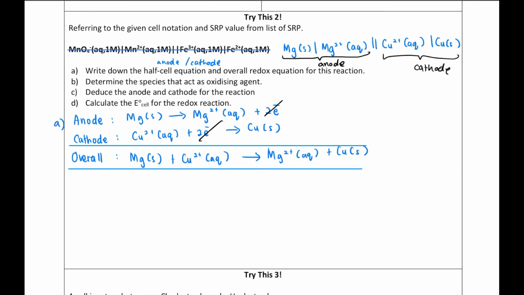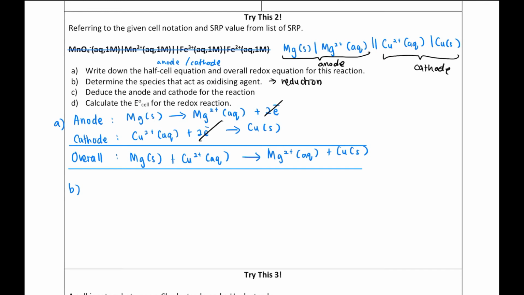Next is B. Okay, so B dia kata determine the species that act as oxidizing agent. So dalam ni anode berlakunya oxidation. Okay, cathode berlakunya reduction. So dia suruh kita cari yang mana adalah oxidizing agent. Okay, so kita recap, kita ingat balik. Oxidizing agent, that means diri dia sendiri mengalami reduction. Okay, sebab oxidizing agent dia oxidize benda lain, tapi diri dia sendiri terreduce.